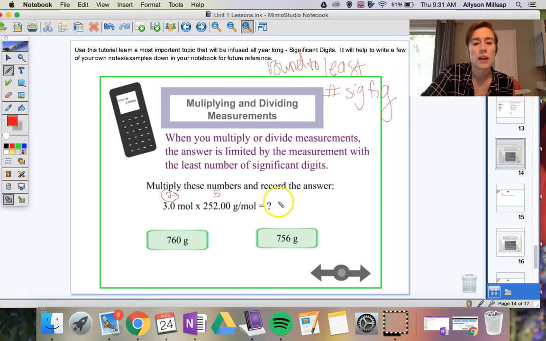Okay, so when I plug this in my calculator, I get 756. But I can only have 2 significant numbers. Right now I have 1, 2, 3. That's not okay. So I have to round this to 2. So this is going to be 7, this is going to be 5, this has to be rounded off, and we have to make this a placeholder. We have to make it a 0. Since this is a 6, it's greater than 5, I'm going to round this guy up. So 760 will be my answer.